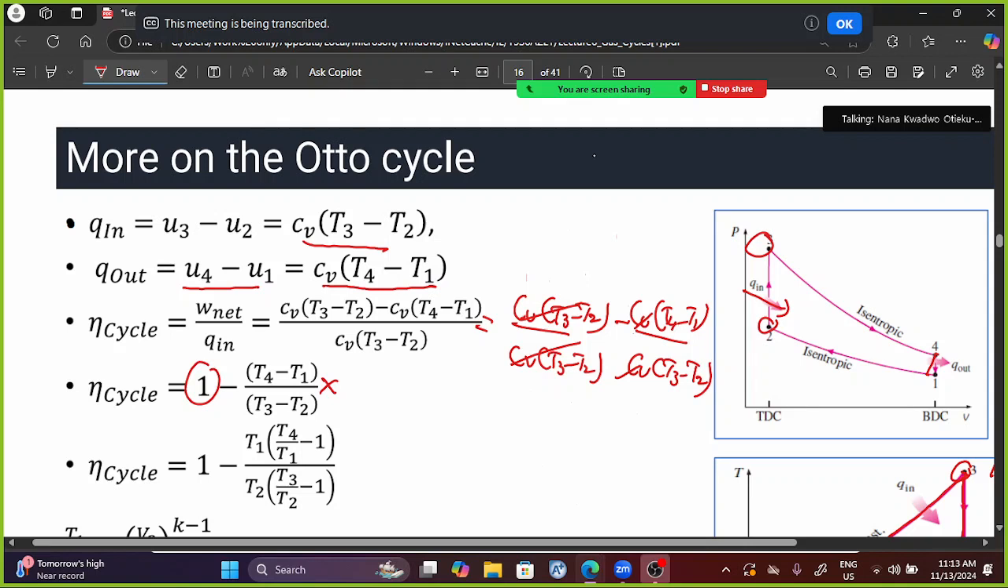So if I factorize T1 out, I end up with this expression. So T1 out at the numerator, and then T2 at the denominator. So I end up with this expression.